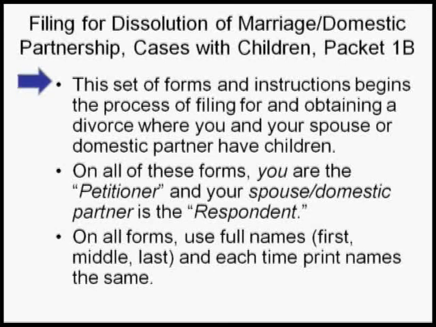This set of forms and instructions begins the process of filing for and obtaining a divorce where you and your spouse or domestic partner have children. On all of these forms, you are the petitioner and your spouse, domestic partner, is the respondent. On all forms, use full names, first, middle, last, and each time print names the same.